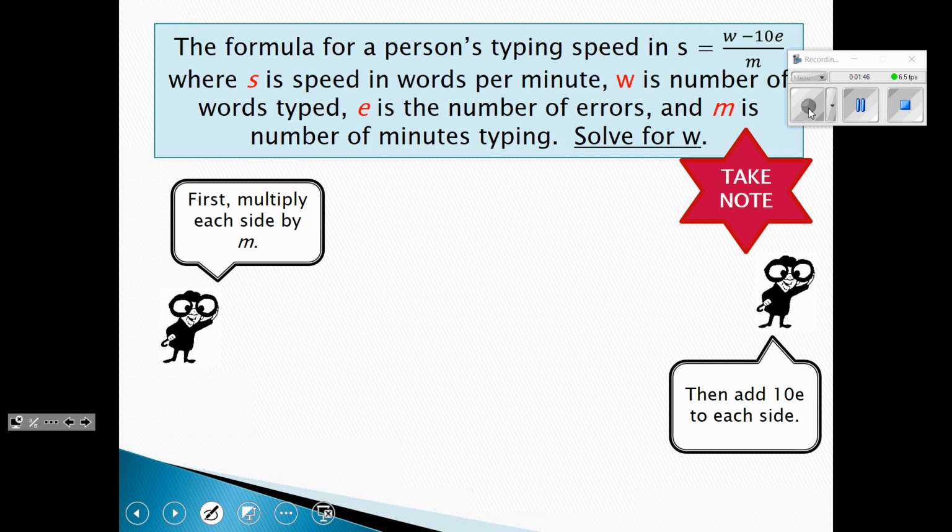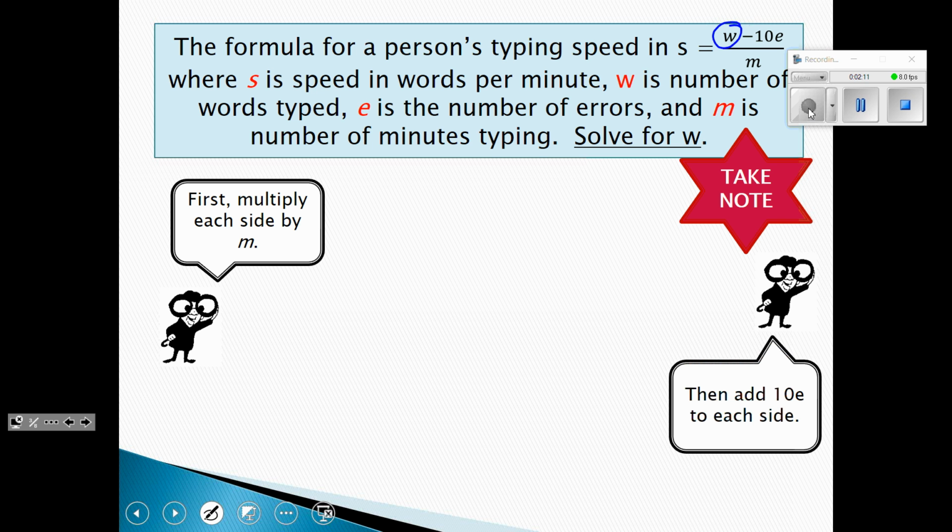In another example, the formula for a person's typing speed is S, which stands for speed, equals W, which is the number of words typed, minus 10 times E, where E is the number of errors, divided by M, the number of minutes. So we want to solve for W. That means we want to get W by itself. I like to circle that.